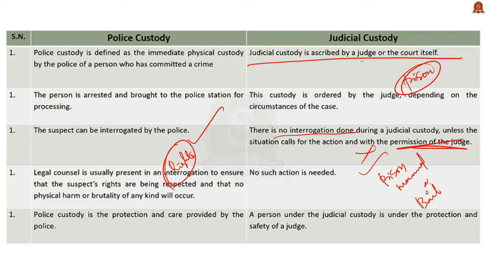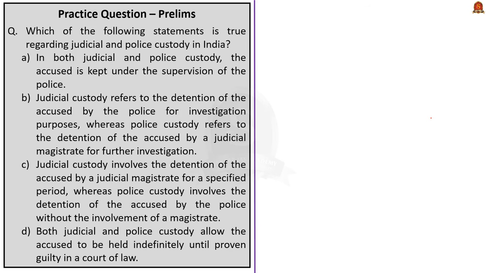And remember, the undertrial person cannot remain in judicial custody beyond half of the time period of his or her prescribed maximum punishment. So the correct answer for the question is option C, because only option C is correct regarding judicial and police custody in India.